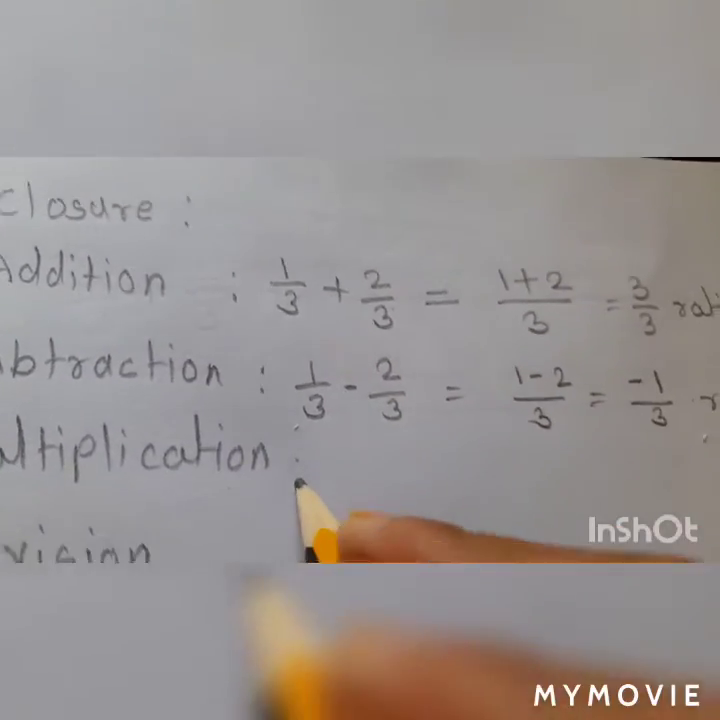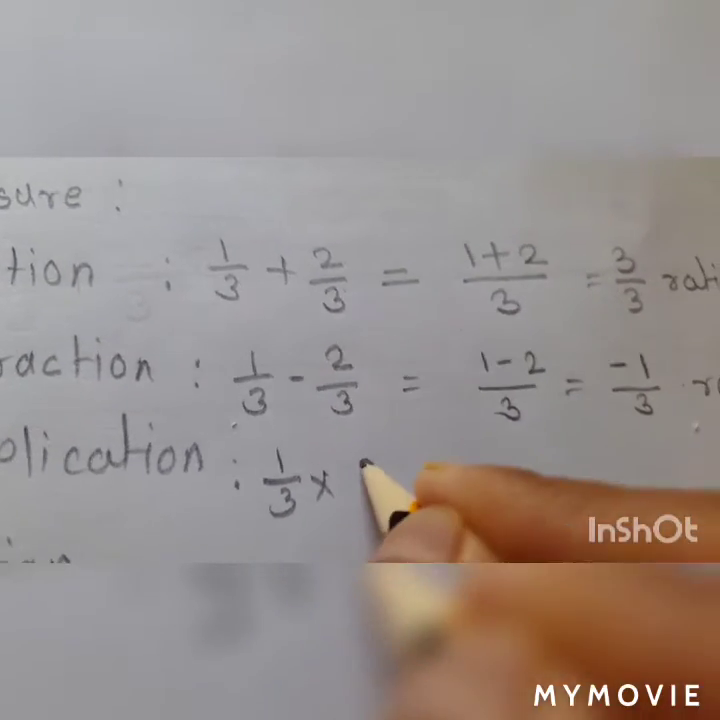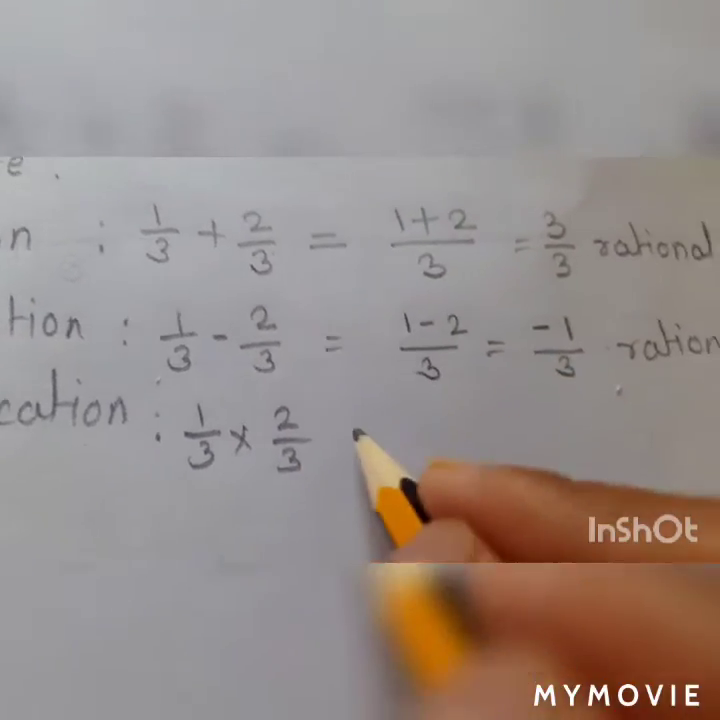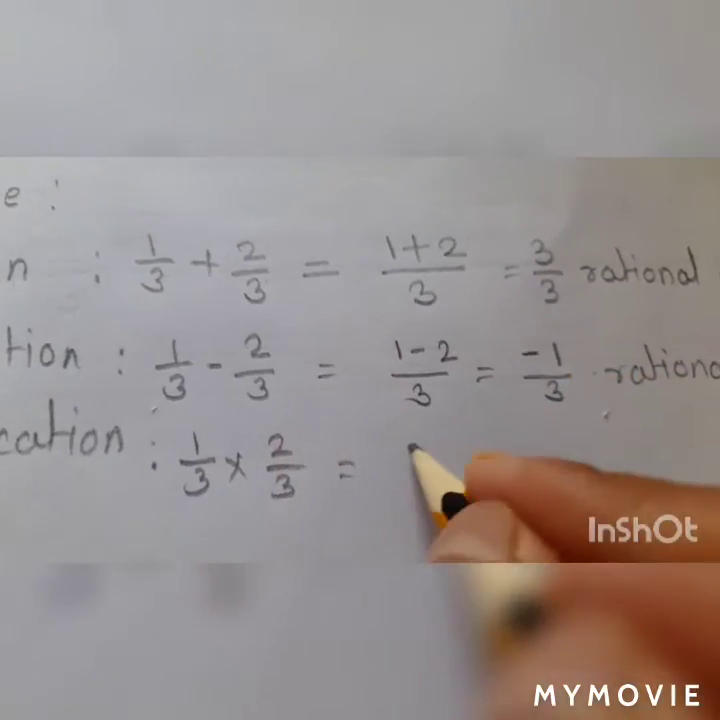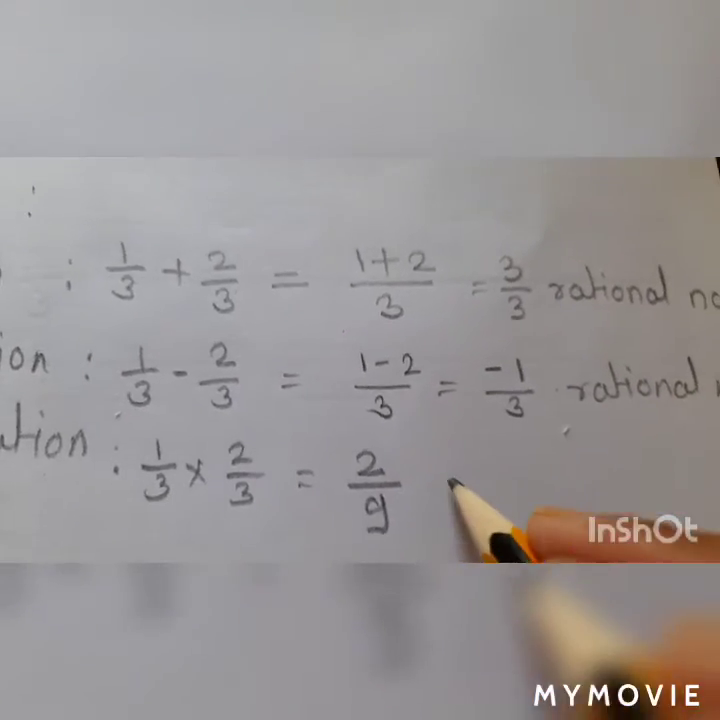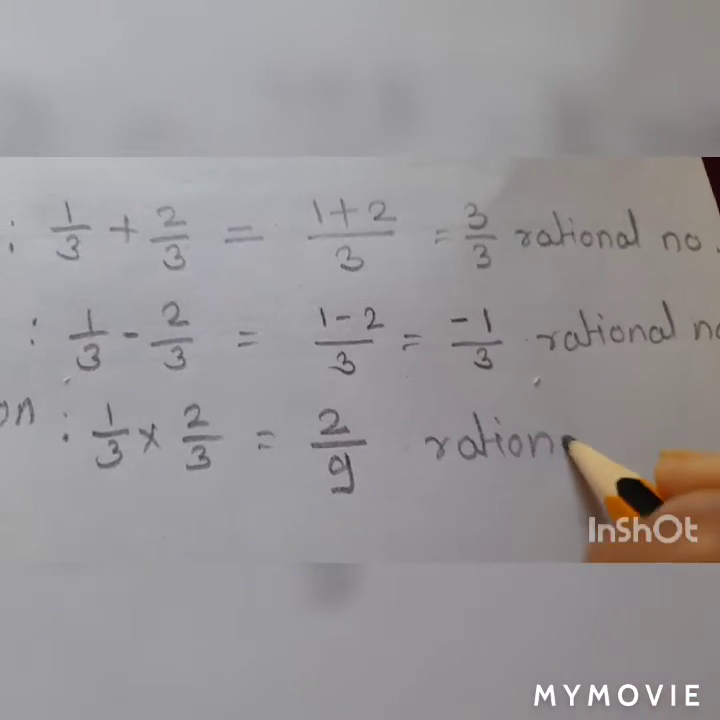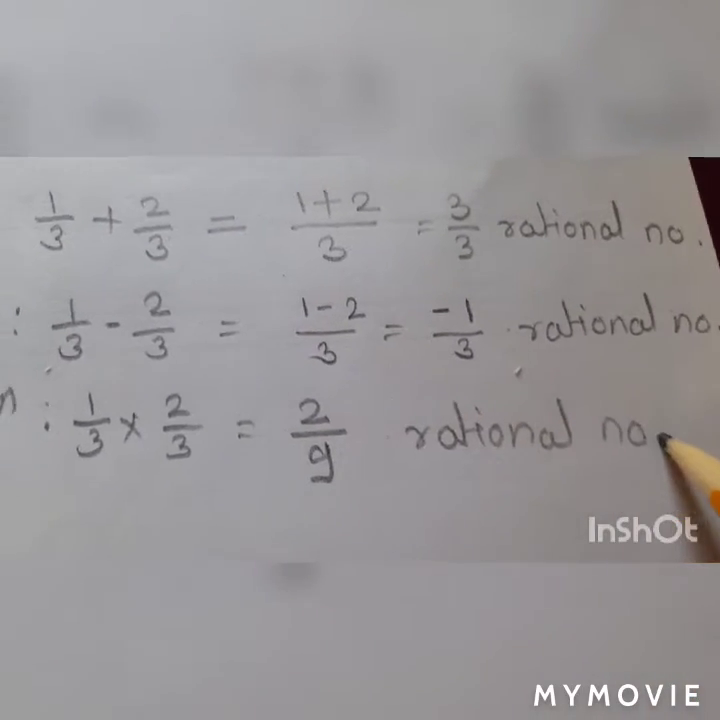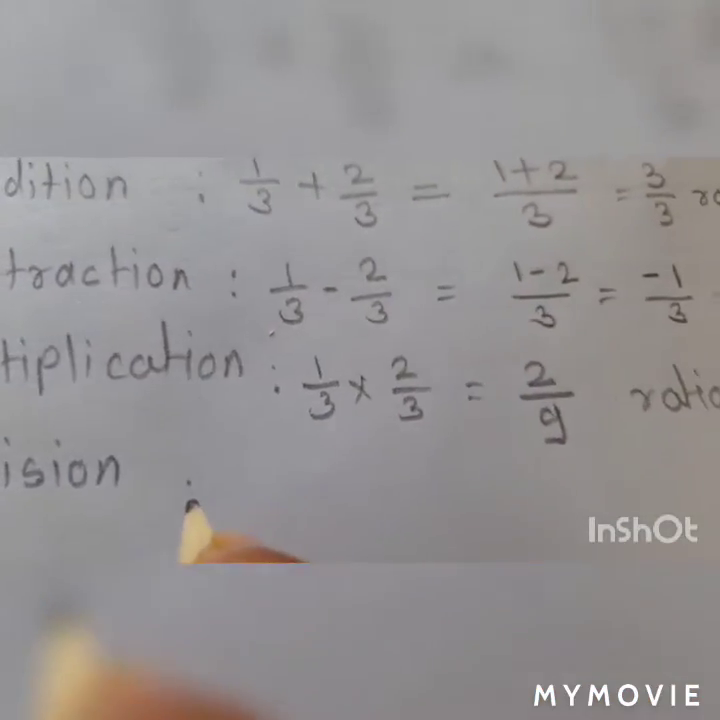Let us check multiplication. 1 upon 3 multiplied by 2 upon 3 is equal to 1 into 2 is 2, 3 into 3 is 9, which is also a rational number. Therefore, multiplication also satisfies the closure property of rational numbers.